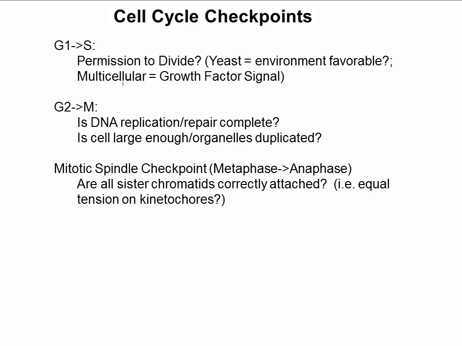If you're a multicellular organism like an animal, that permission to divide is going to be a lot more complex. It's going to be the result of growth factor signals that are coming from other tissues, surrounding tissues maybe, that are signaling a particular population of cells to expand out and divide. So growth factor signals would be providing the permission to divide that's required to progress from G1 to S phase, to start preparing for the next round of cell division by replicating DNA.